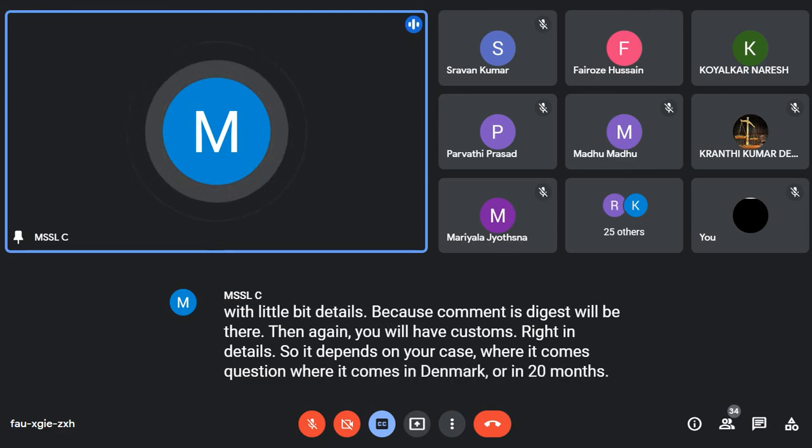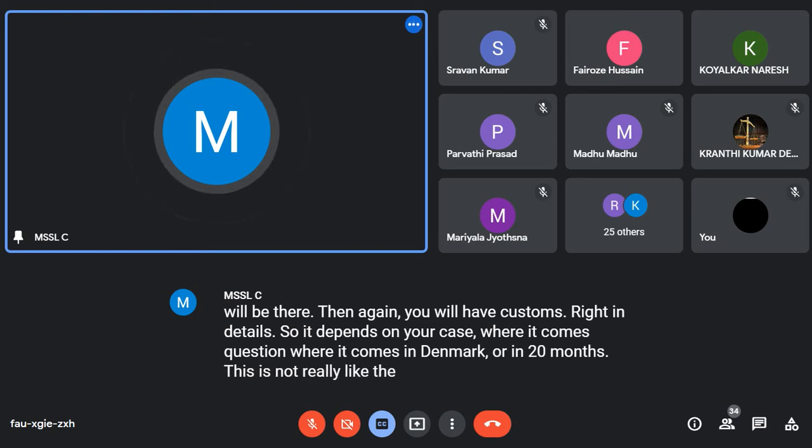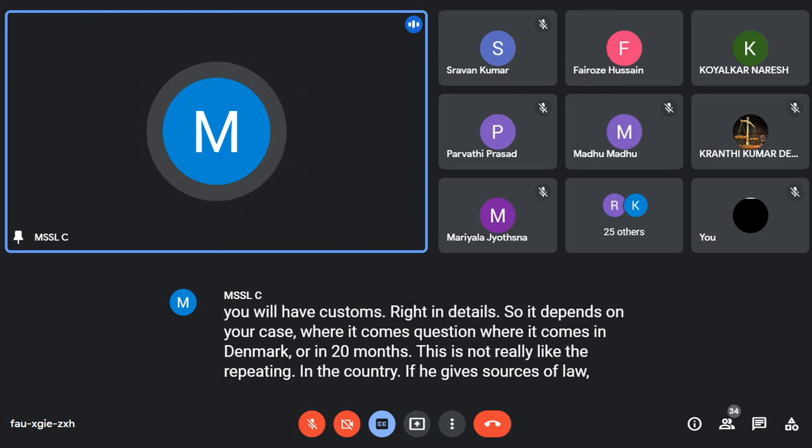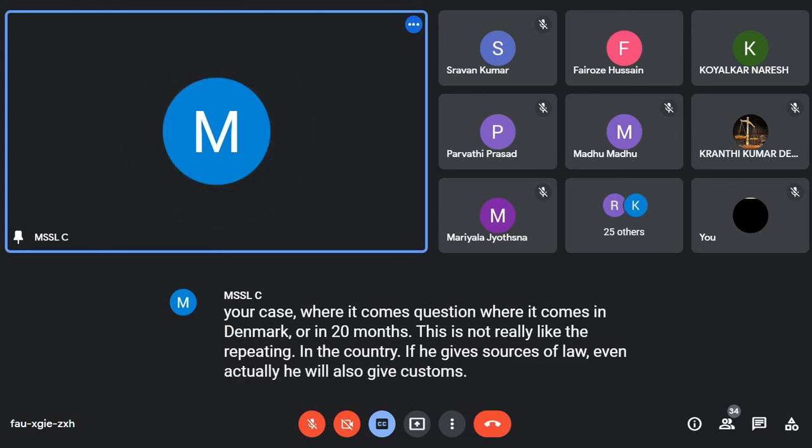It should not be like repeating. Because if he gives sources of law, he will also give customs. If he gives sources in 10 marks, he will give customs in 20 marks.